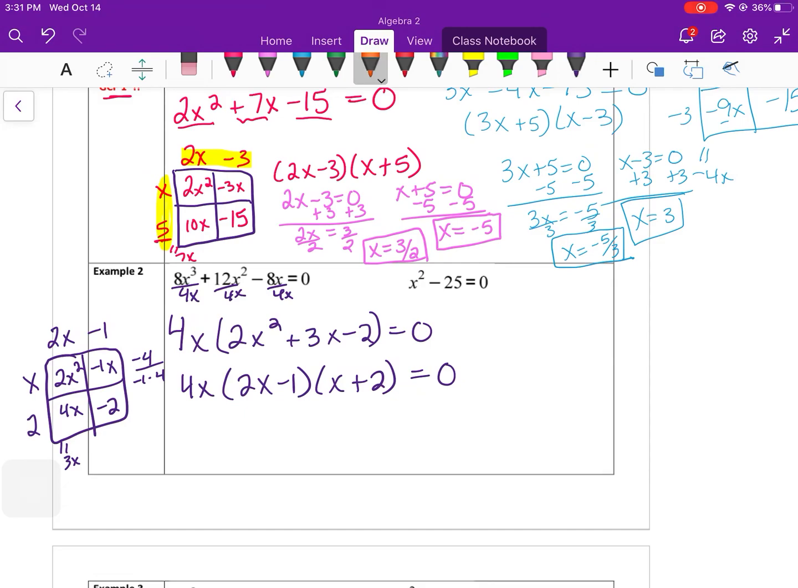So if you're guessing and checking, 2x squared is 2x times x, and then you want the last 2 to multiply to negative 2, so negative 1 and 2, and then you check the outside and the inside. So this is 4x and this is negative 1x to make sure that they add up to 3x. So that's how you do that again.